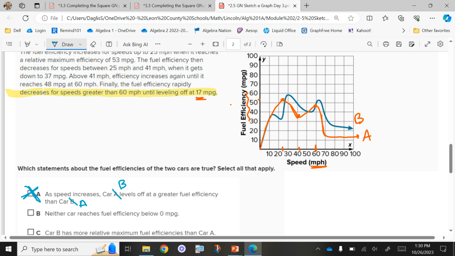Neither car reaches fuel efficiency below 0 miles per gallon. That is true. Yeah, we like that one.